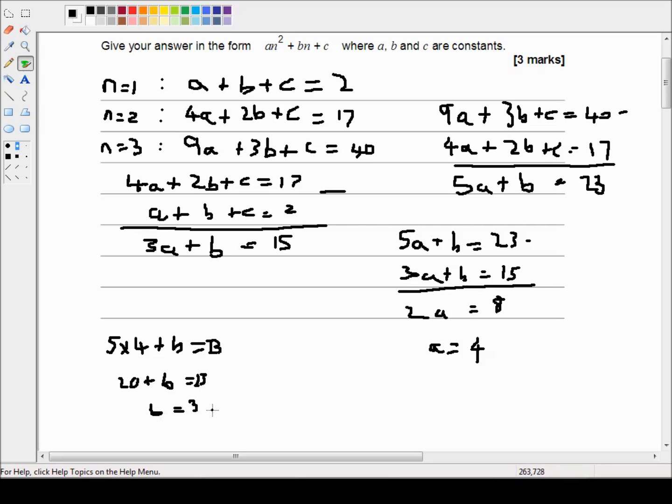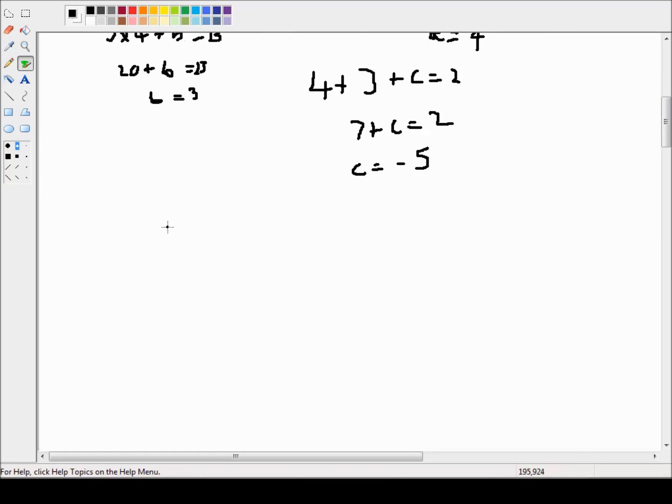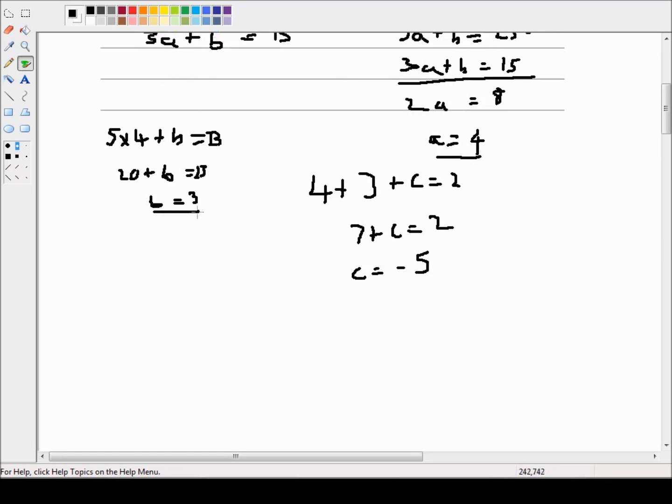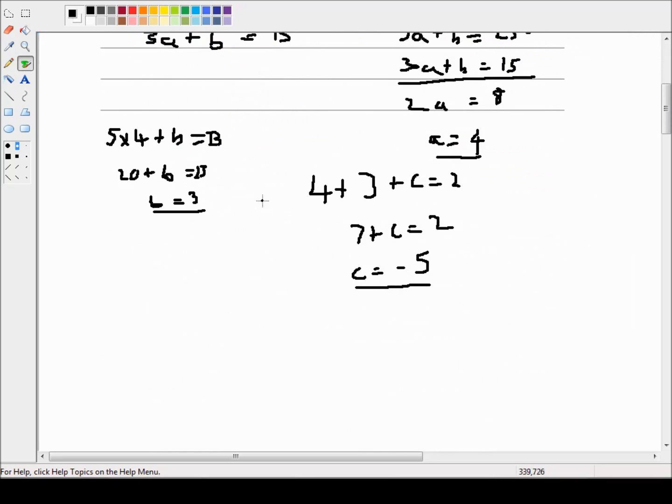Okay, so we've got a equals 4 and b equals 3, and we know that a plus b plus c equals 2, so 4 plus 3 plus c equals 2. So 7 plus c equals 2. Well, 7 minus 5 is 2, so c equals minus 5. So our answer, finally, is a equals 4, b equals 3, and c equals minus 5. So to answer the question, put it in the form of an squared plus bn plus c. This is 4n squared plus 3n minus 5. And that is our final answer.